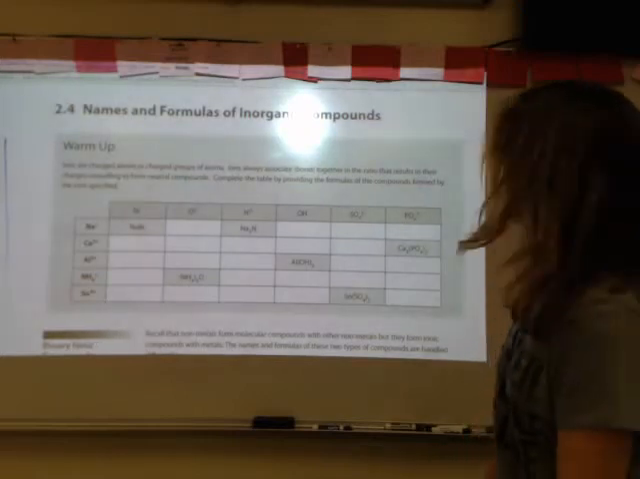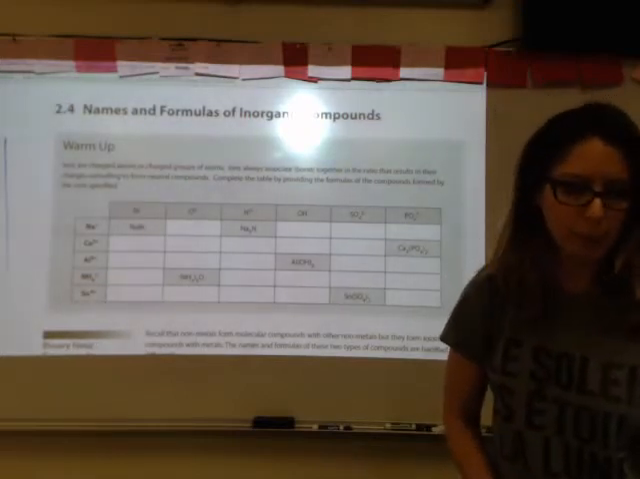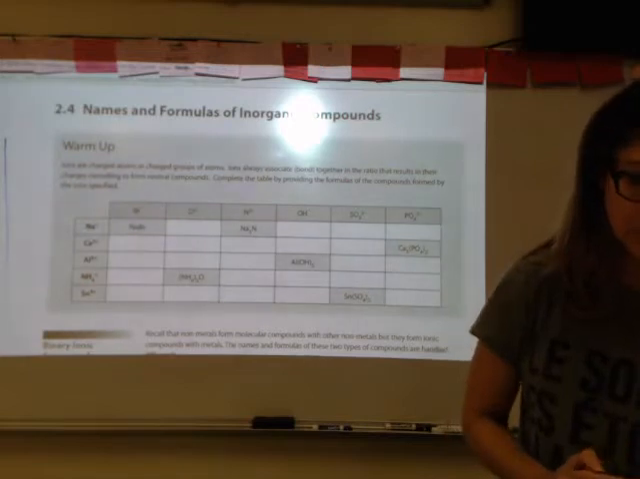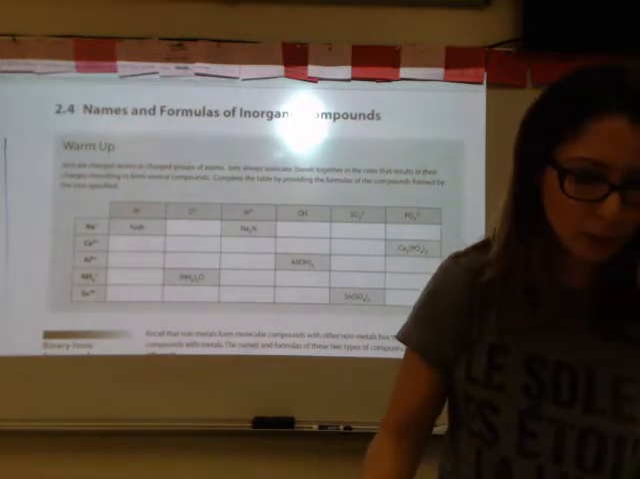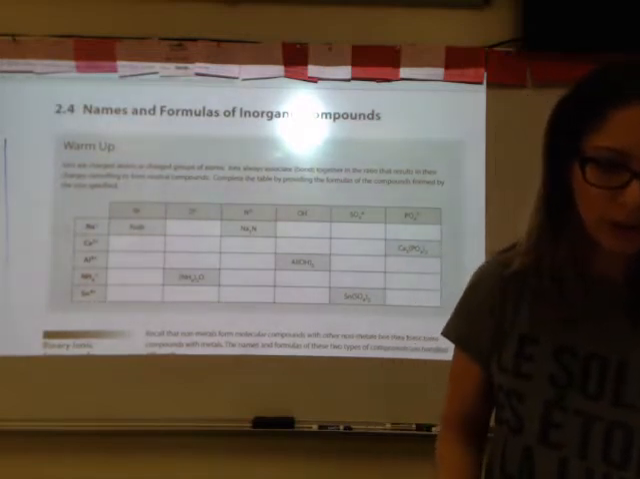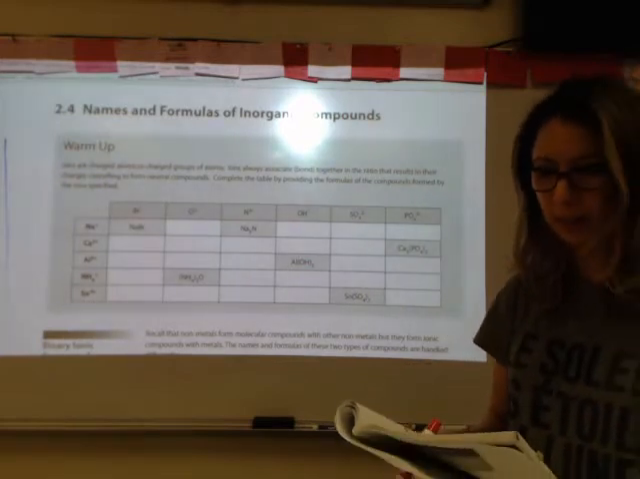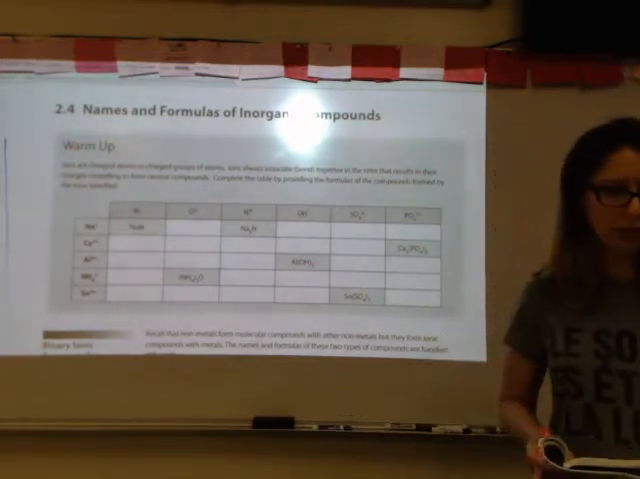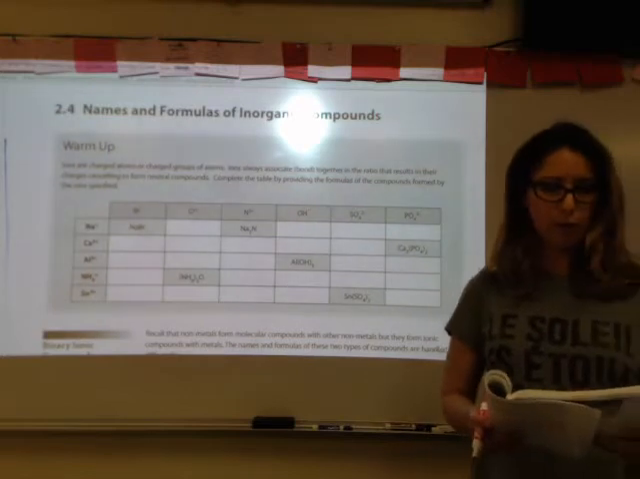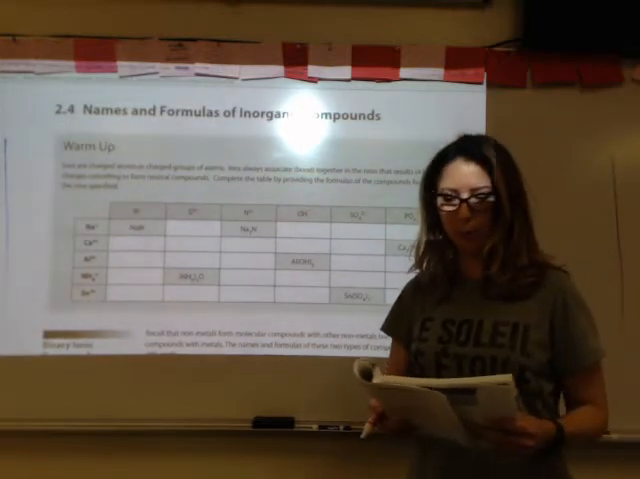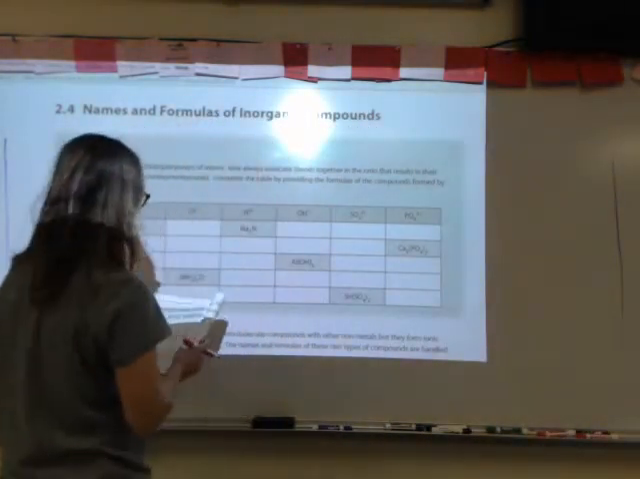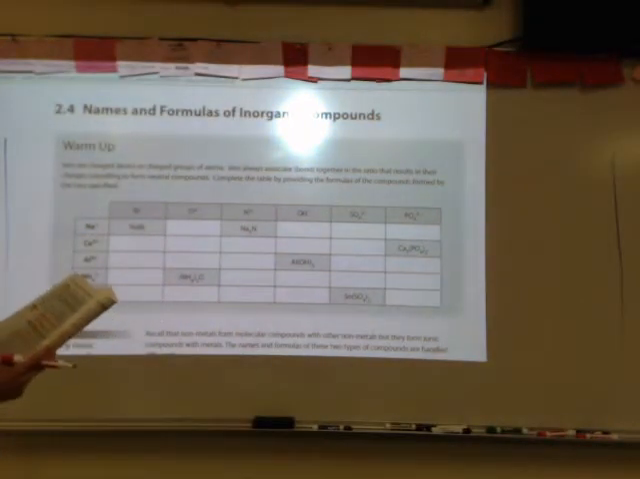All right, we are on names and formulas of inorganic compounds, and let's take a look at the warm-up. It says, ions are charged atoms or charged groups of atoms. Ions always associate or bond together in the ratio that results in their charges canceling to form neutral compounds. Complete the table by providing the formulas of the compounds formed by the ions specified.